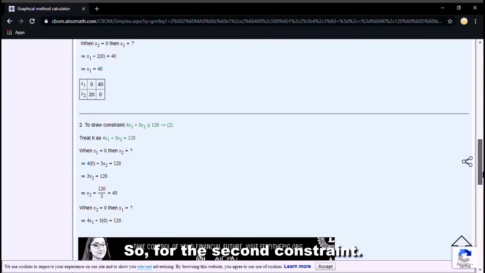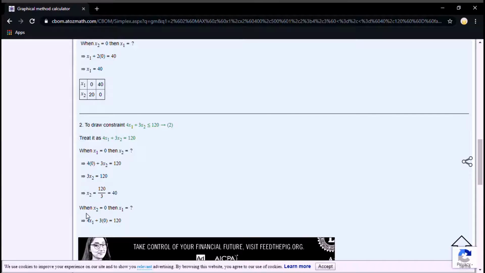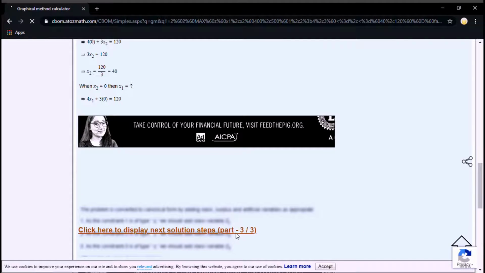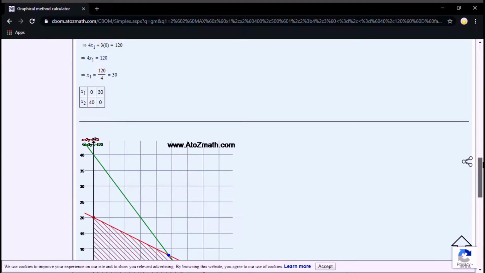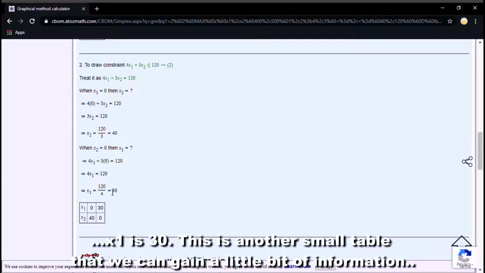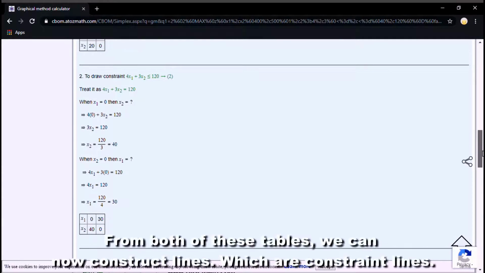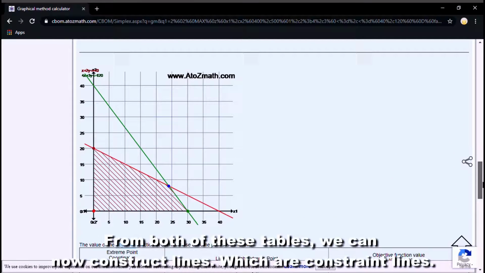So for the second constraint, we can find out when x1 is 0, then x2 equals 40. Then when x2 equals 0, then x1 is 30. So this is another small table that we can gain a little bit of information from the substitution. So from both of these tables, we can now construct lines, which are constraint lines.